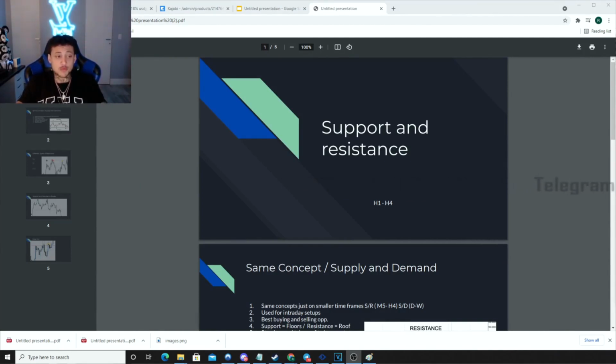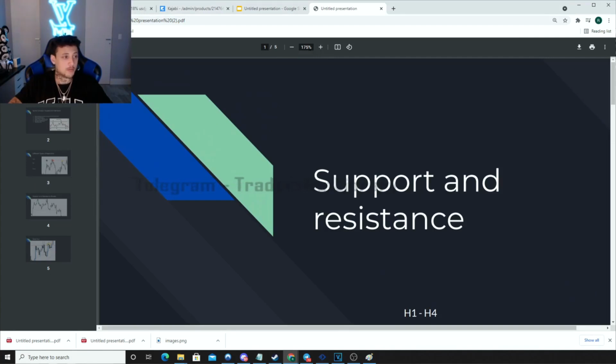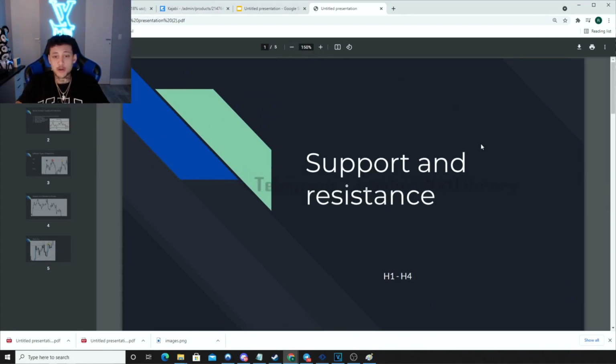But anyways, in this section we're going to be going over support and resistance, which again is a very similar concept to supply and demand. Let me zoom in here so you guys can see a little bit better. It's a very similar concept, except we're going to be using this on our lower time frame. So any of you scalpers, intraday traders, this is going to apply more to you. Supply and demand is mainly for swing traders, even though we can take intraday trades from the supply and demand levels, but generally they're all the same concept.